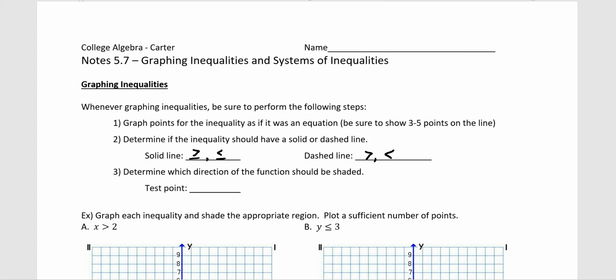And to determine which direction we need to shade, remember, shading is the key when we're graphing inequalities. The shaded region is our solution set. To do that, I always recommend just plugging in a test point to the inequality. A good test point is the point 0, 0. And I'll show you what that looks like as we get into some examples.